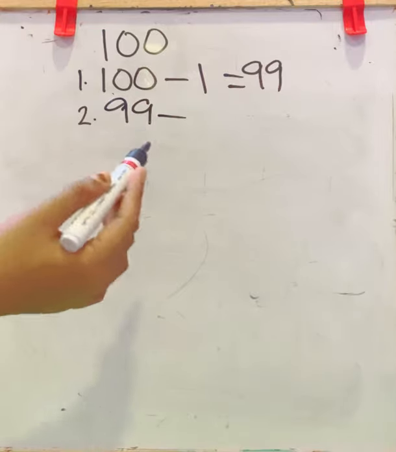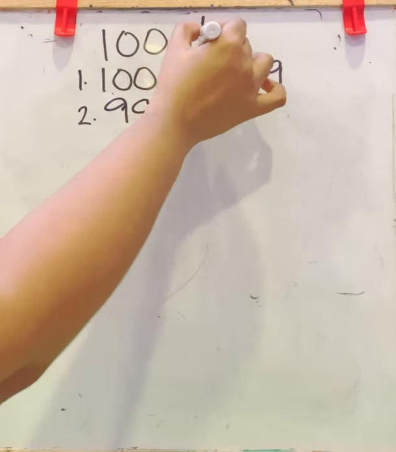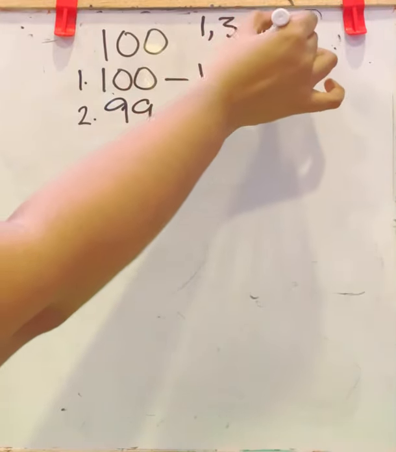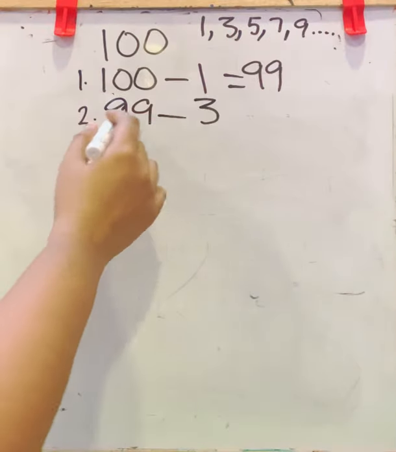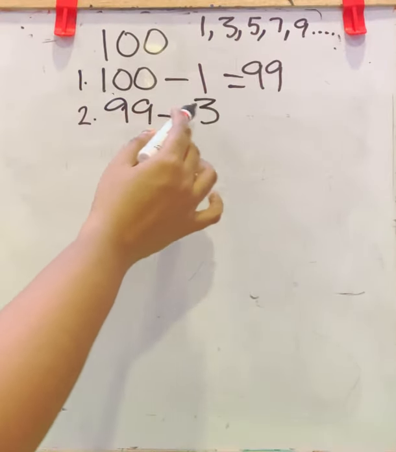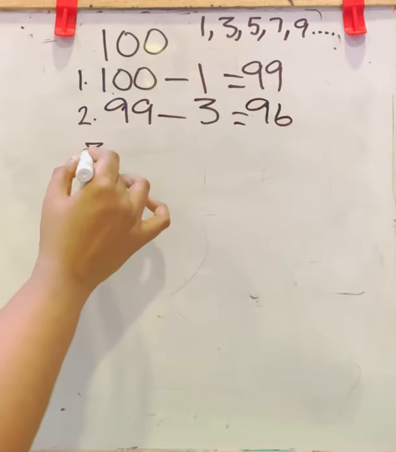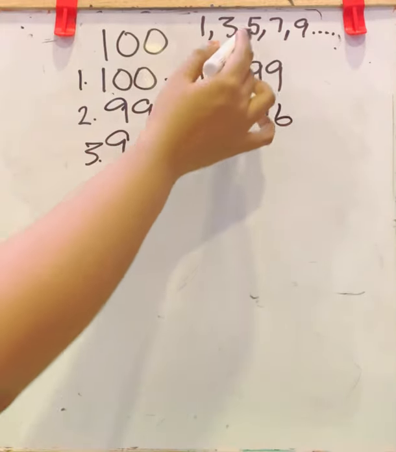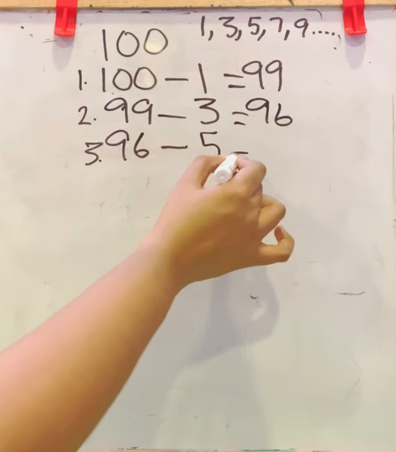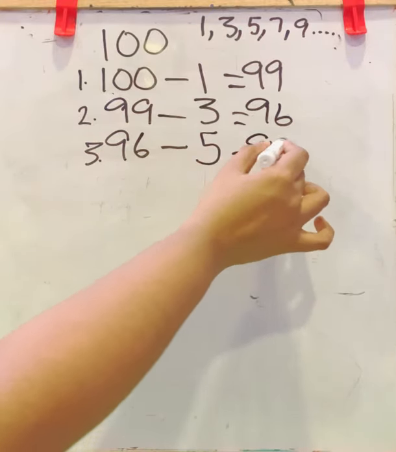After 1, the odd number will be 3. 1, 3, 5, 7, 9, etc. So now we are going to subtract the second odd number from this. 99 minus 3 is 96. Third step, 96 minus the third odd number, which is 5. 96 minus 5 is 91.